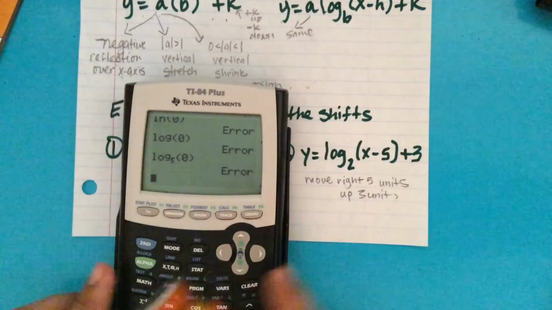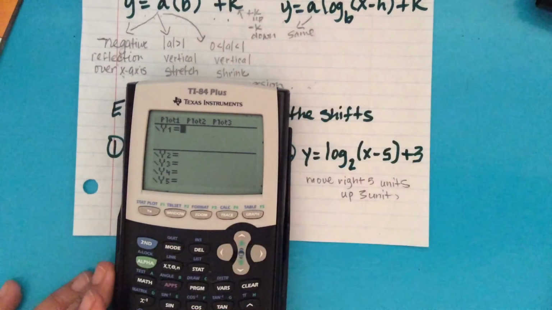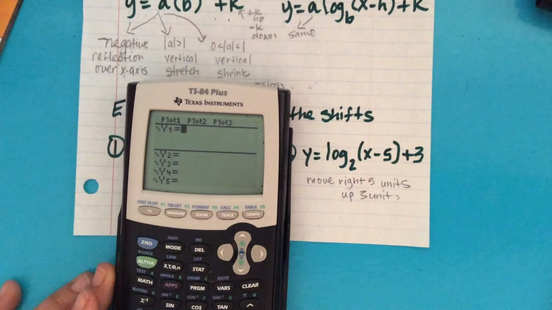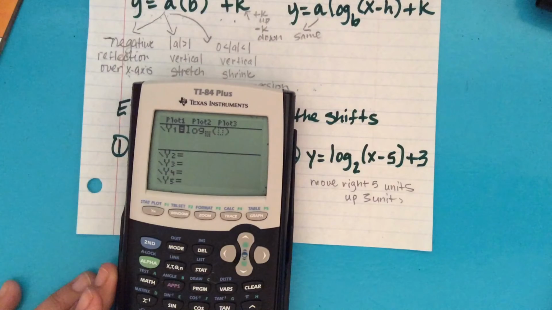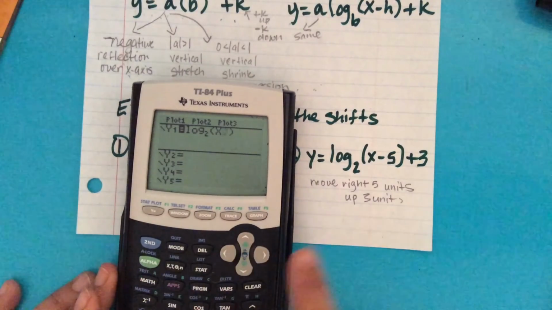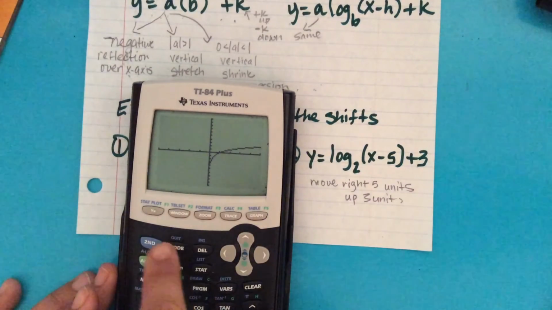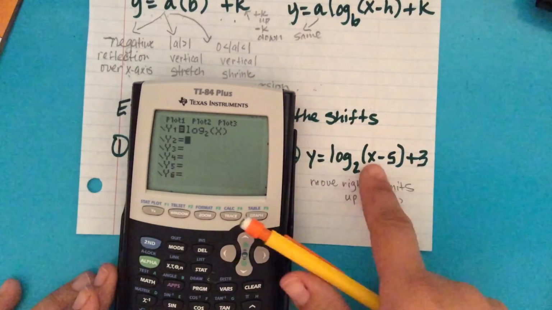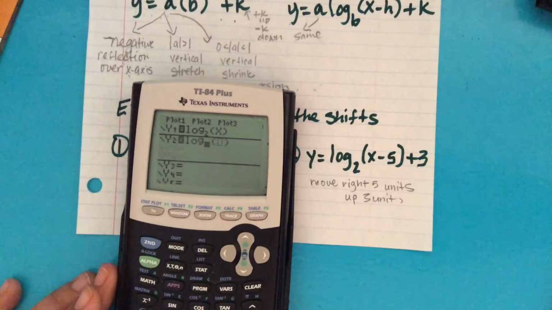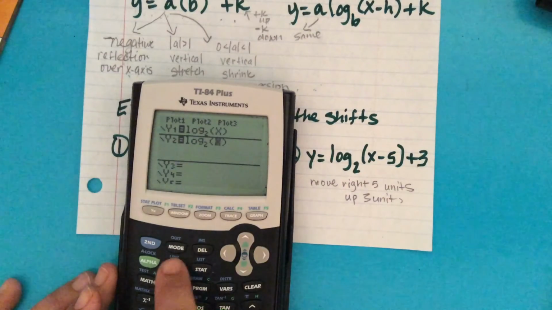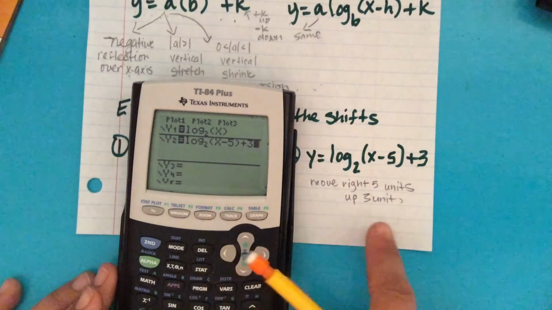Now, if you really wanted to make sure, over here, if you have the log base 2, let's just do the parent function, so math, go all the way down. The log base 2 of x is that one, right? That's the original one. And then if we do the log base 2 of x minus 5, so math, go all the way down, you're going to put x minus 5 and then plus 3. So you're going to see it move right 5 units and 3 units up.